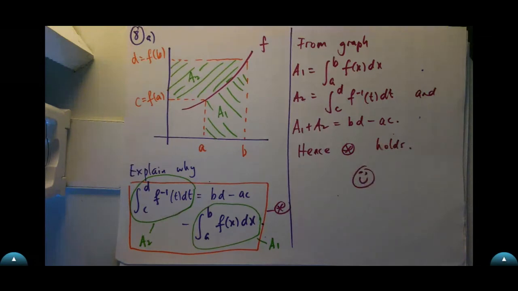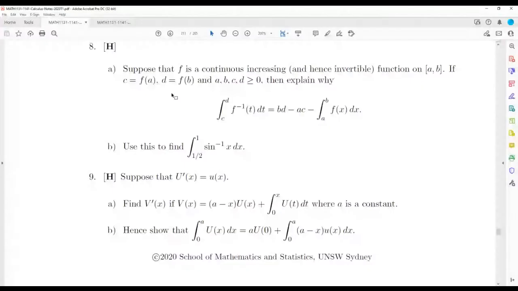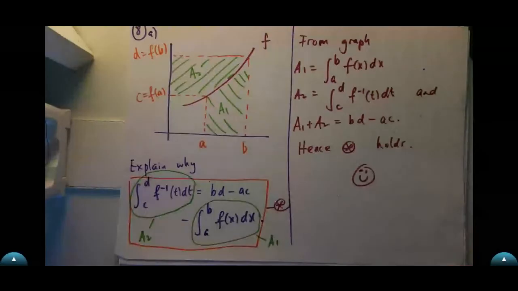Well, I think we're not really proving it, Chen, we're explaining. The original question says to explain why. It doesn't actually ask you to prove it. It asks you to explain why, okay? And then use this to find this thing. So this is just a special case. So let's have a look at that, and we can do the second part. The second part is like a special case of this, right?